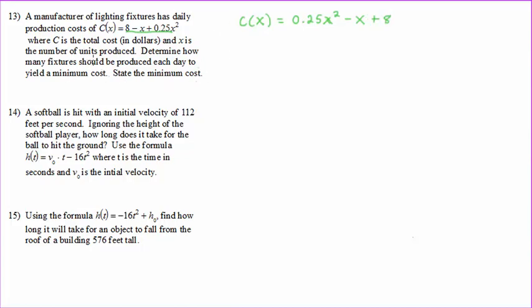Because all we really want when we look for the minimum is to find the vertex, which is, remember, negative b over 2a. So to do that, I have to know what a is. It's the number in front of x squared. b is the number in front of x, and c is the number left over. So I do negative b over 2 times a. Well, a negative negative turns positive. 2 times 0.25 is 0.5.